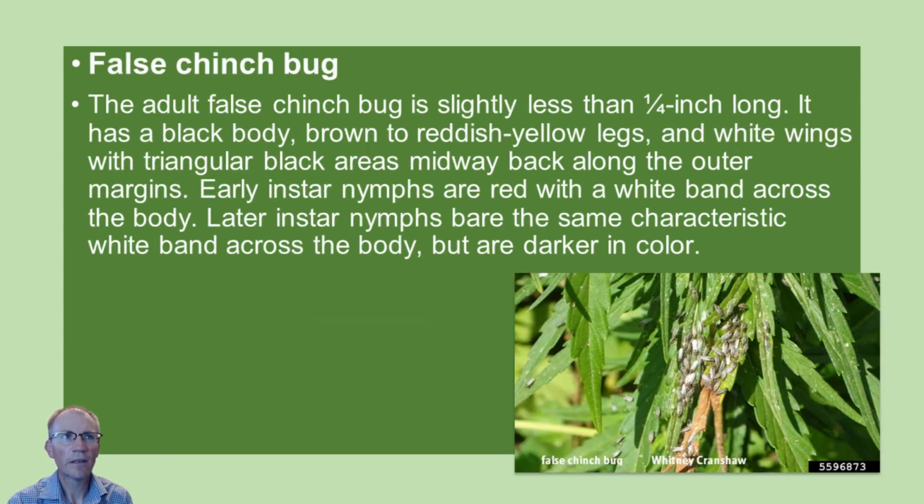False chinch bug. The adult false chinch bug is slightly less than 1/4 inch long. It has a black body, brown to reddish yellow legs, and white wings with triangular black areas midway back along the outer margins. Early instar nymphs are red with a white band across the body. Later instar nymphs bear the same characteristic white band across the body but are darker in color.